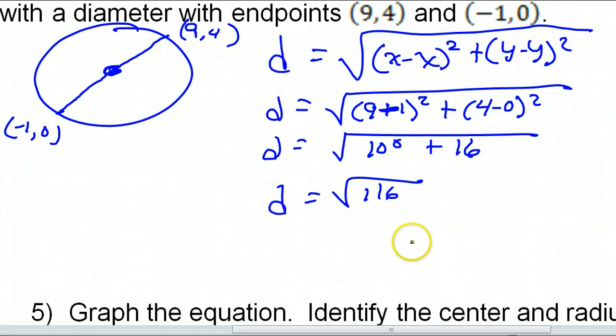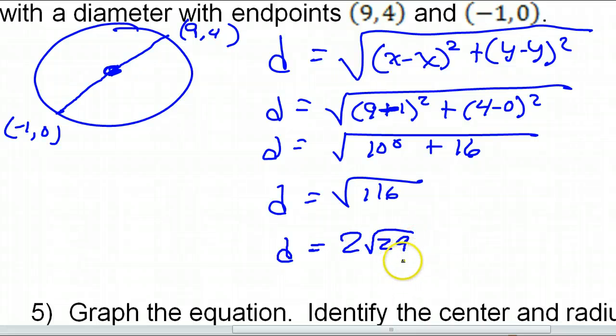So what's the square root of 116? 2 radical 29. All right, so the diameter is 2 radical 29. So the radius is just radical 29.